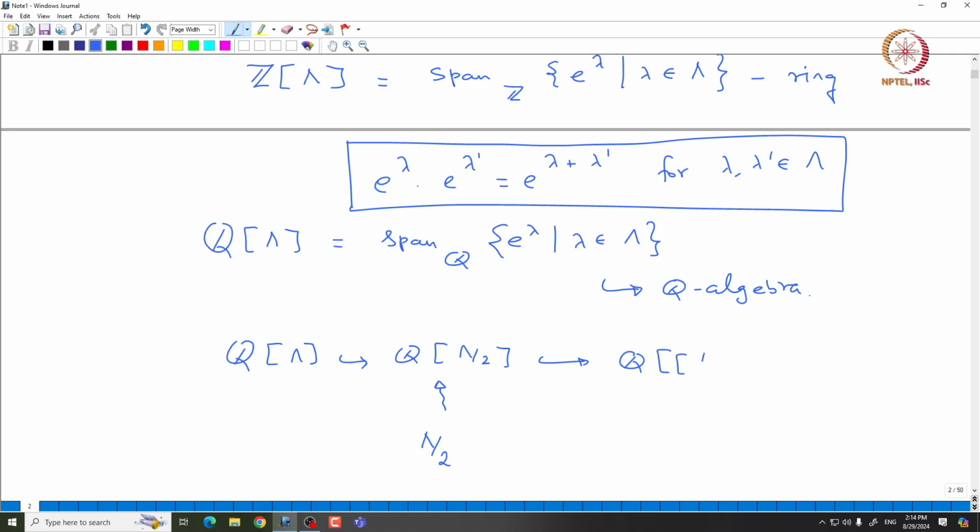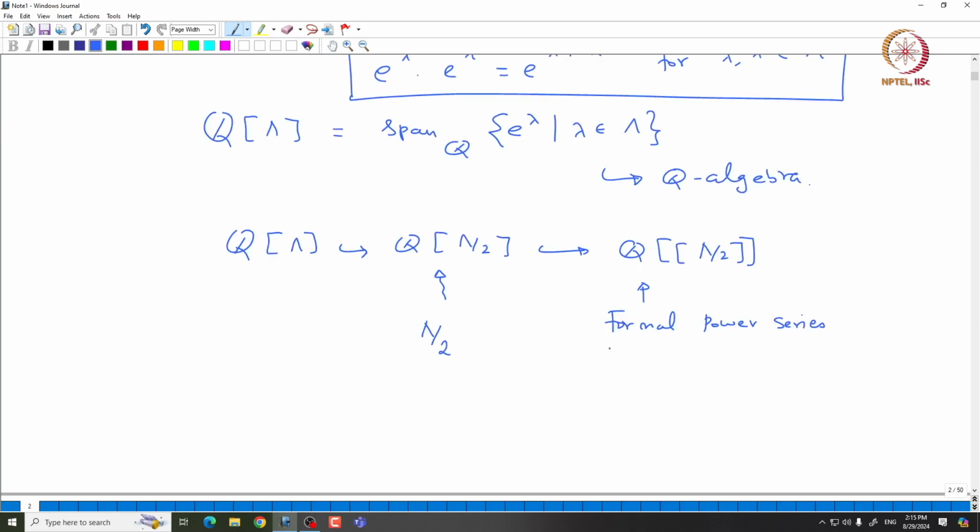So, basically we will take this formal power series algebra generated by e power lambda, where lambda comes from Lambda by 2 over the rationals. One way to think about it is that each element of this algebra is a formal power series in the variables e power lambda with coefficients coming from Q.